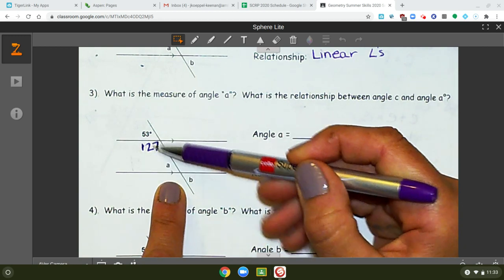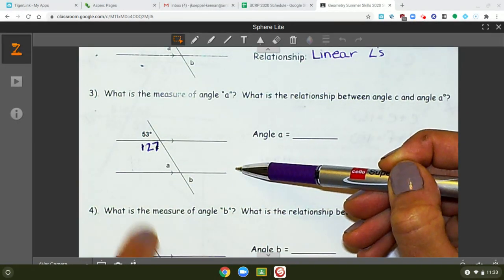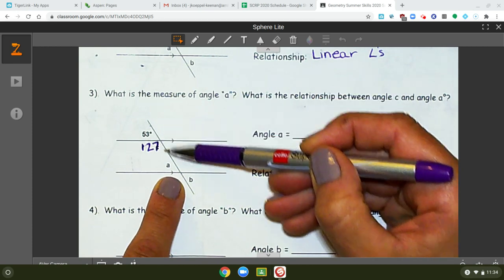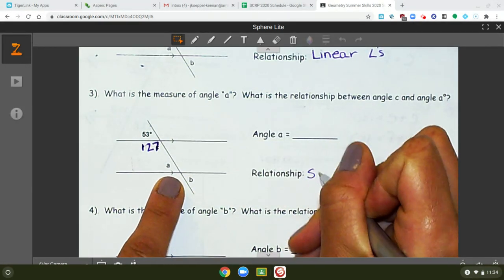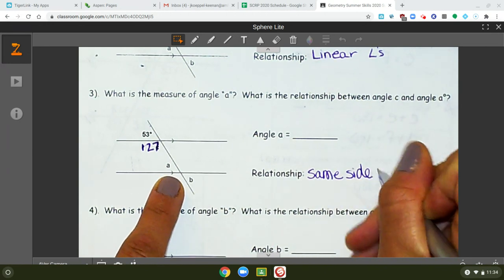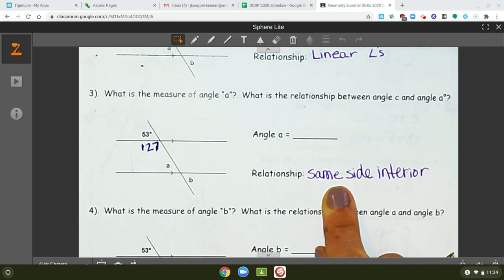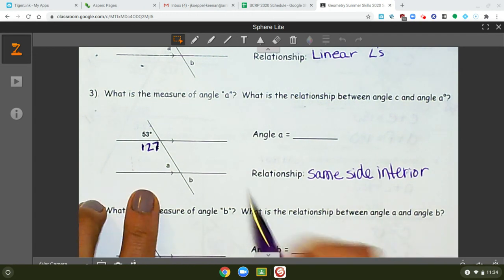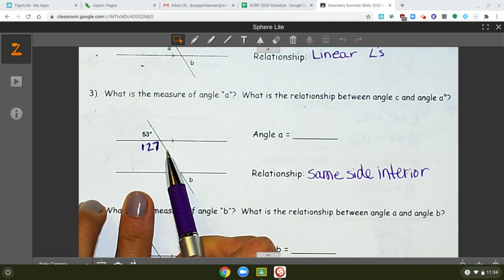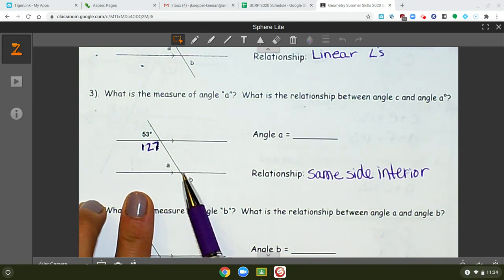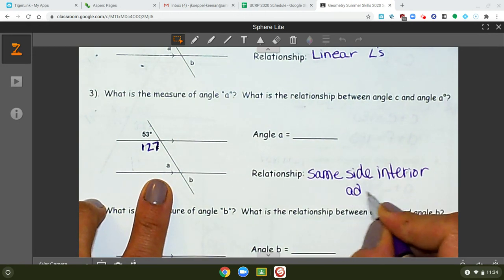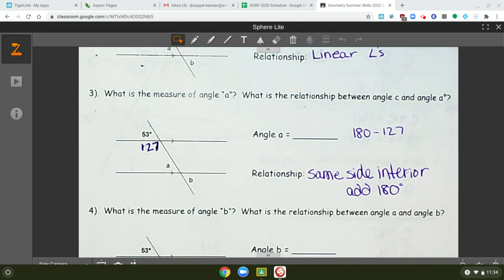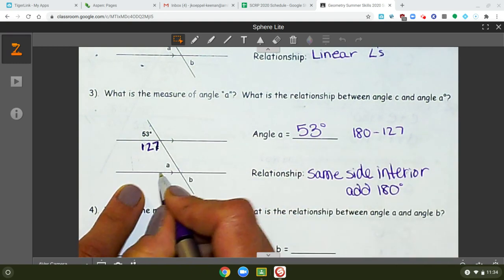Well, they're both inside of the parallel lines, so they're interior, and are they on opposite sides or the same side of the transversal? Well, this is your transversal here, they're both on the left. So these are going to be same side interior angles. So we have to think, what's the relationship between same side interior angles? Well, they're not equal, because I can tell that by just looking at the picture. This angle here is obtuse, it's more than 90. Angle A is acute, it's less than 90, which means they're going to add to 180 degrees. So I can do 180 minus 127, and that's going to give me the 53 degrees.